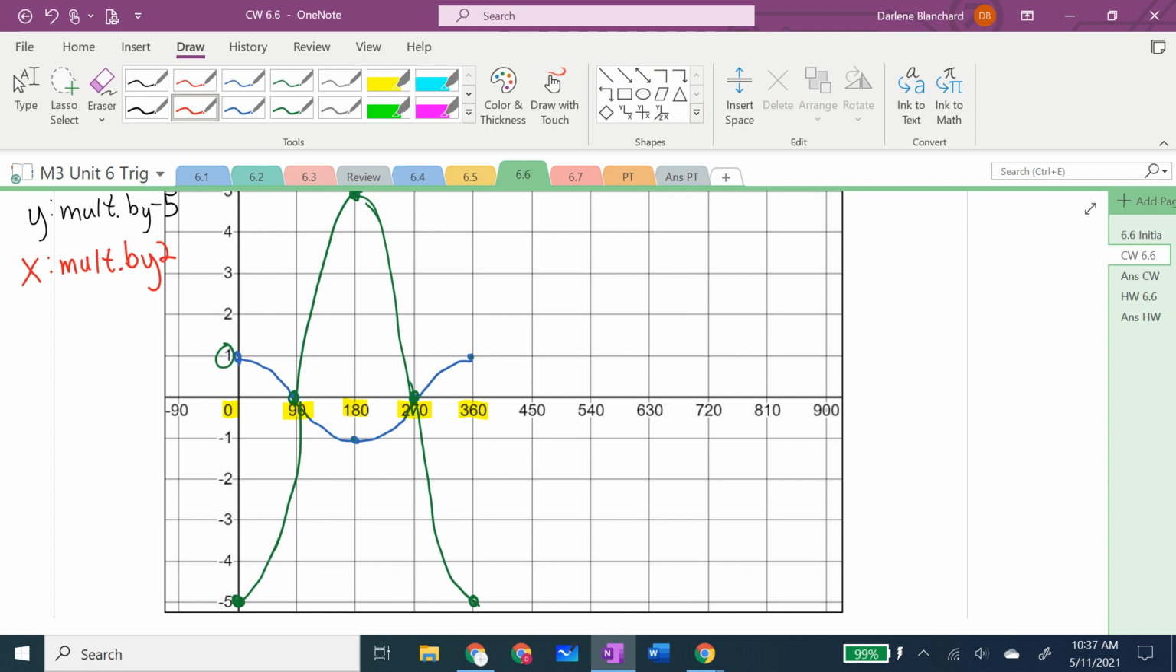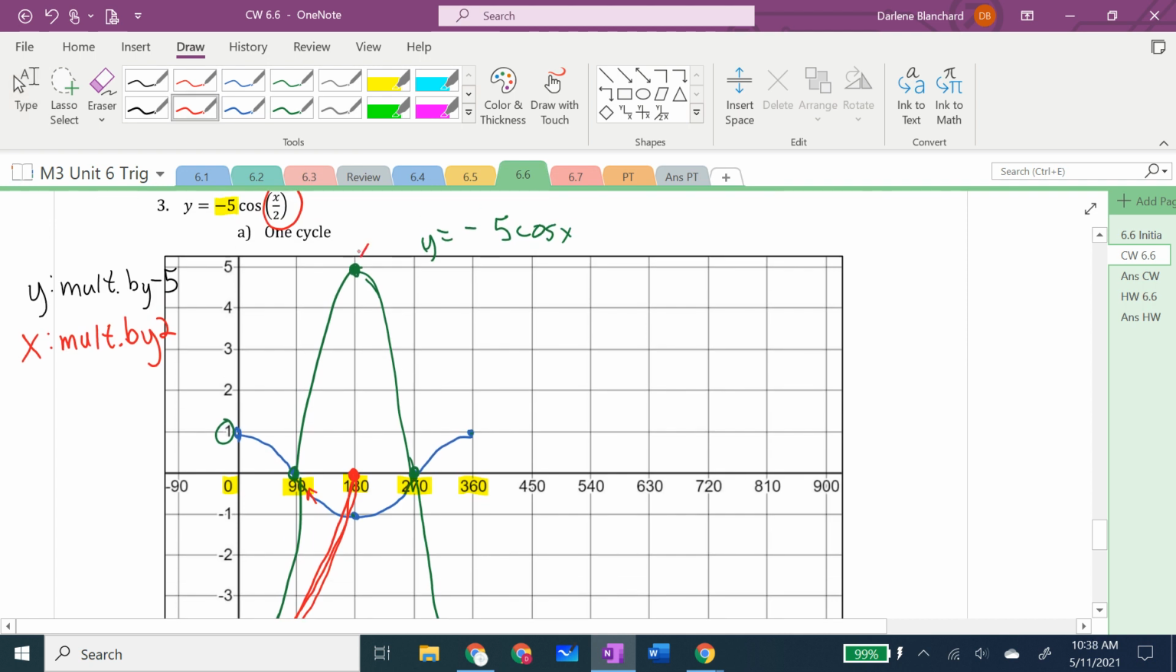Okay, my x value is 0. 0 times 2 is still 0. So that point is actually going to stay right where it's at. But then I go to 90. 90 multiplied by 2 takes me to 180. So where I'm supposed to be at the midline at 90 degrees, I'm now at the midline at 180 degrees. And my first quarter cycle is now being horizontally stretched out.